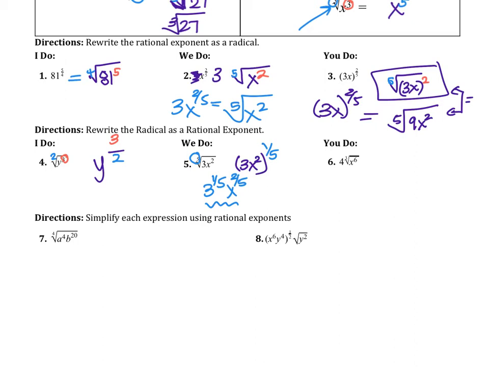Okay, now what I want you to do is to pause the video and try and work through number 6 on your own. Remember, that 4 in front is just being multiplied by everything that's happening to your radical. So go ahead and pause the video.